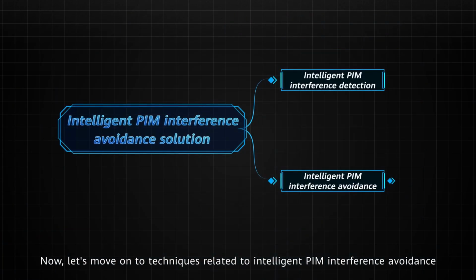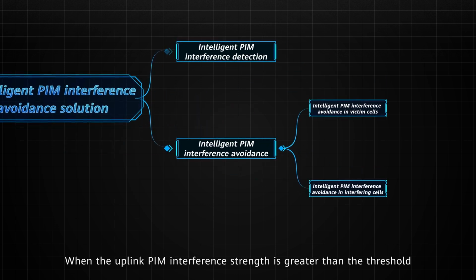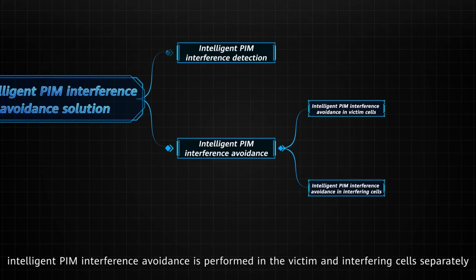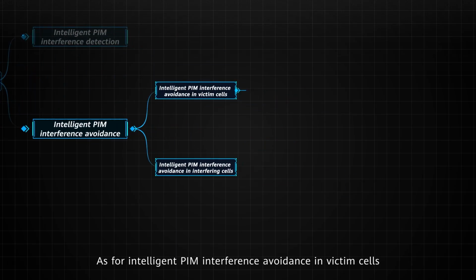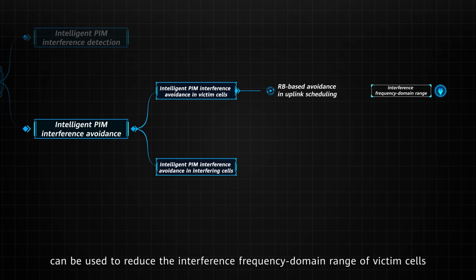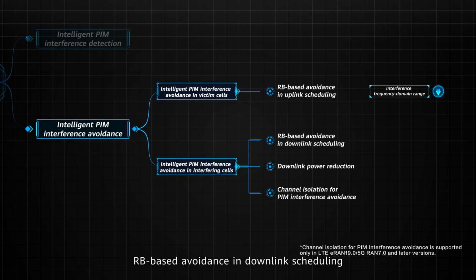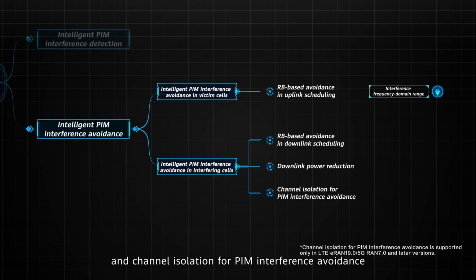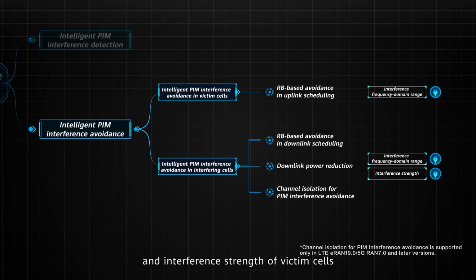Now, let's move on to techniques related to intelligent PIM interference avoidance. When the uplink PIM interference strength is greater than the threshold, intelligent PIM interference avoidance is performed in the victim and interfering cells separately. As for the intelligent PIM interference avoidance in victim cells, RB-based avoidance in uplink scheduling can be used to reduce the interference frequency domain range of victim cells. As for intelligent PIM interference avoidance in interfering cells, RB-based avoidance in downlink scheduling, downlink power reduction, and channel isolation for PIM interference avoidance can be used to reduce the interference frequency domain range and interference strength of victim cells.